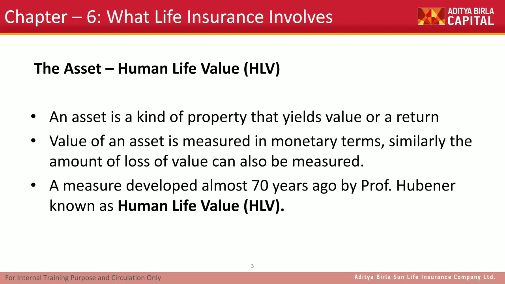Let's understand the term asset. In layman language, an asset is a kind of property that yields value or a return. Value of an asset is measured in monetary terms. Similarly, the amount of loss of value can also be measured. Let's take an example. When a car meets with an accident, the amount of damage can be estimated to be somewhere around 50,000. The insurer or the insurance company will compensate the owner for this loss.